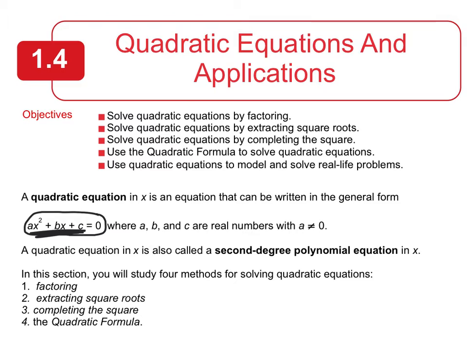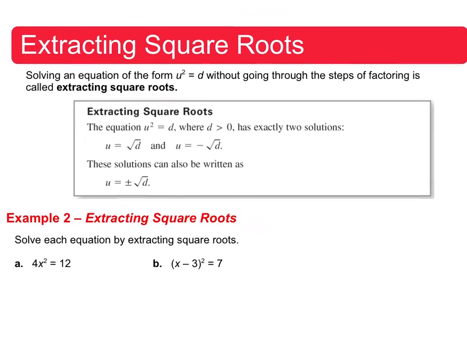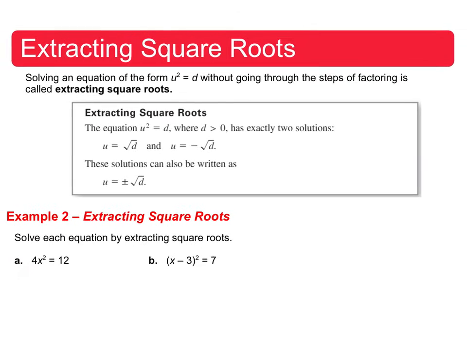The only ones you don't have to have set equal to 0 are the square roots and also completing the square. So factoring, you need standard form. Quadratic formula, you need standard form. Square roots and completing the square look a little bit different. So we'll review a little bit of everything there. Let's start with the square roots.